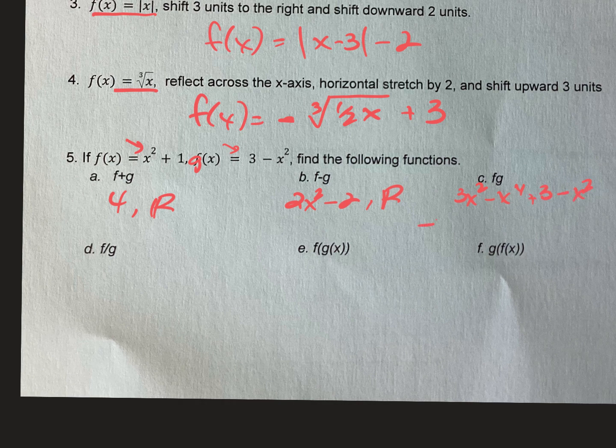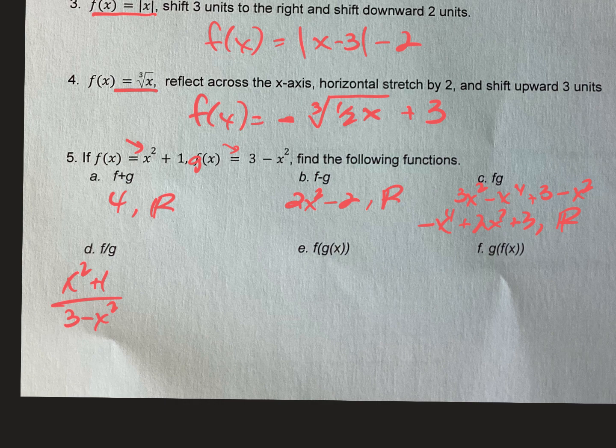So I end up with this, negative x to the fourth plus 2x squared plus 3. And again, no fractions, no radicals, it's all reals. F over g, I put x squared plus 1 over 3 minus x squared. Domain, the bottom cannot be 0. Remember, denominator can never be 0.